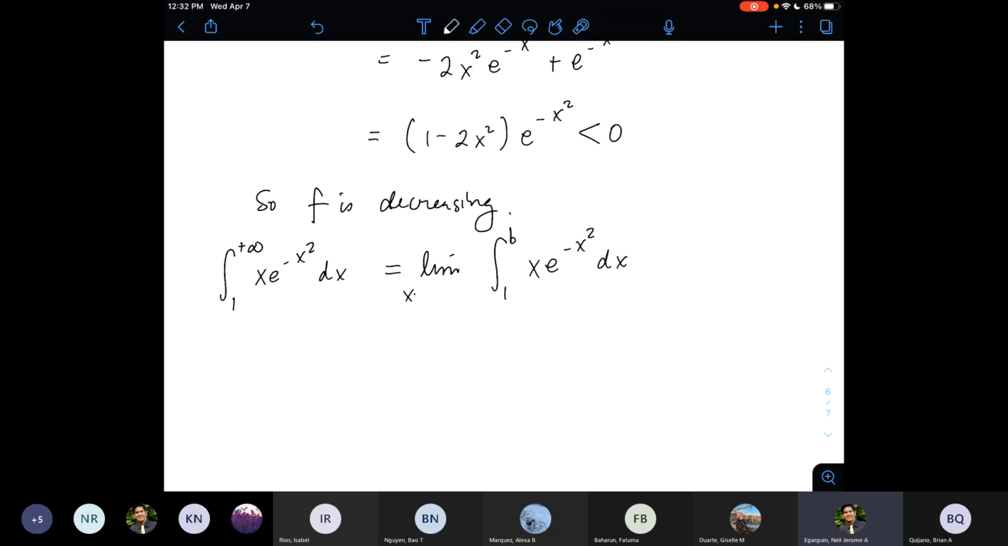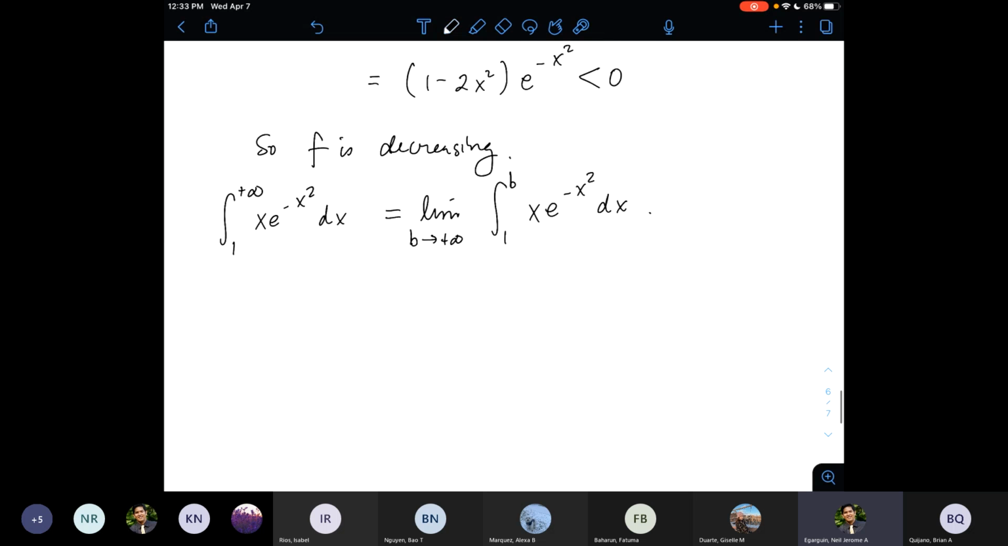And take the limit as b approaches infinity. All right? So this is our goal. If we get a finite value out of it, then the improper integral converges, and so does the series. If we get an infinite limit here, the improper integral will diverge, and so will the series. Okay. So let's do that.